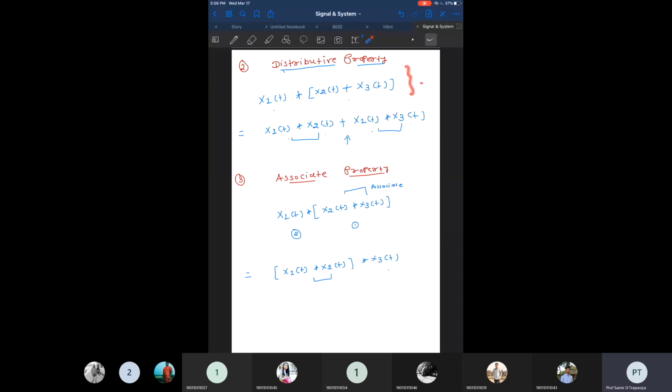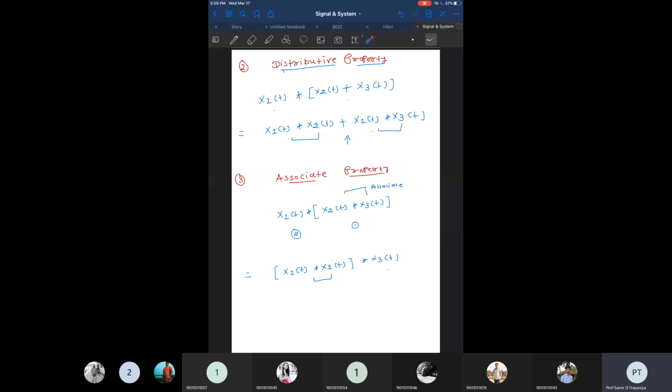The next property of convolution is the time delay property. The time delay property tells us that if our input signal is delayed by some amount, how it is reflected at the output. As an example, consider two signals, x1 of t and x2 of t. The first signal is x1 of t and the second signal is x2 of t.